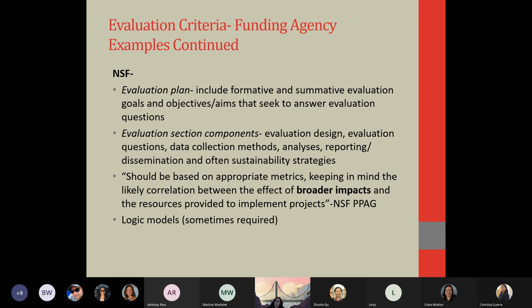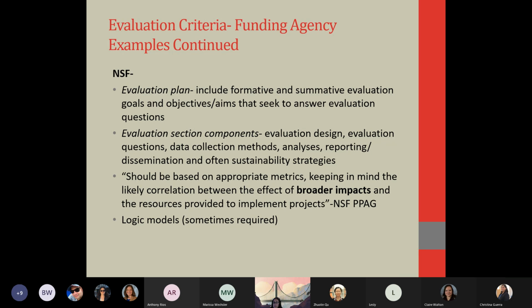Okay, so in terms of NSF, what they really focus on is formative and summative evaluation goals, objectives, aims. So they want your evaluation plan to include these, and they want you to answer your evaluation questions with these. So in terms of the evaluation section components, in NSF grants, you have the evaluation design, evaluation questions, data collection methods, analyses, reporting, dissemination, and sometimes, and I've seen this quite a bit, they often ask you for sustainability strategies.